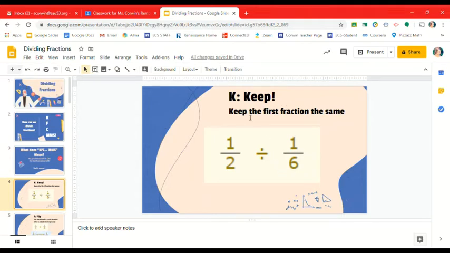We are going to keep the first fraction the same. So we are going to leave this 1/2 as a 1/2. We are not going to do anything to change that. Keep that as 1/2. So that's K, keep the first fraction the same.